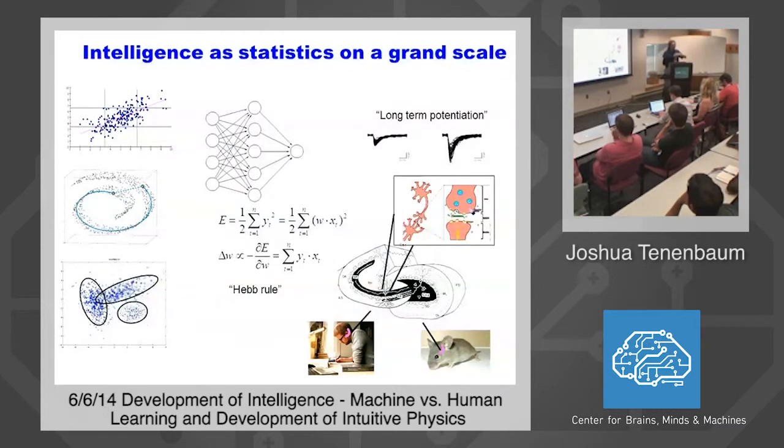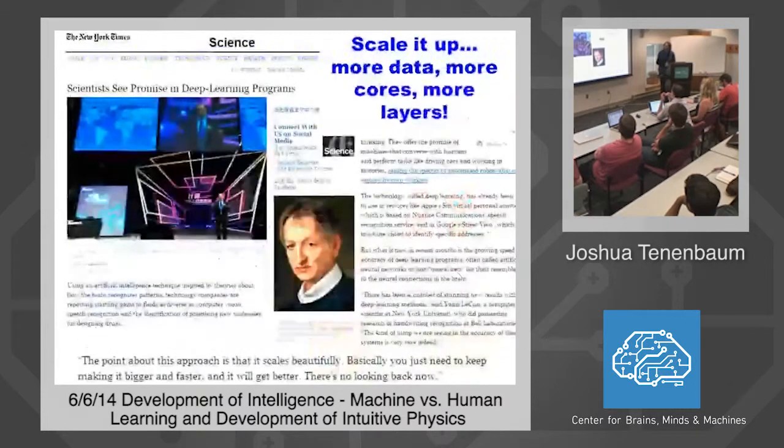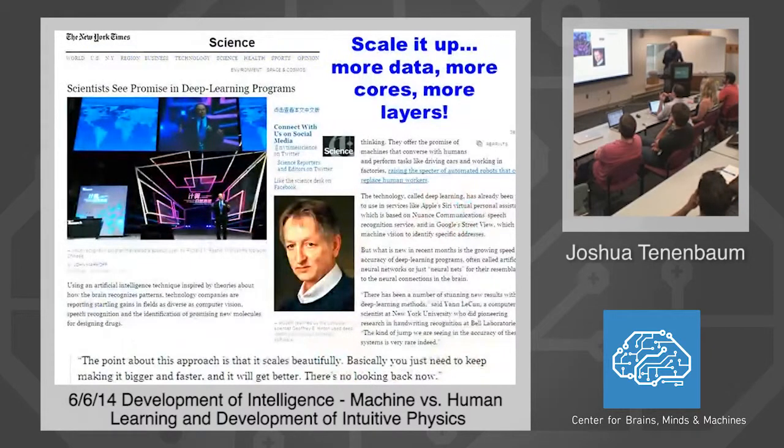This is just from an article in the New York Times a year or two ago, which is a really nice article, one of the first popular press articles on deep learning. It highlighted a lot of the recent work of Jeff Hinton and so on, and ends with this nice quote from Hinton. The point about this approach is that it scales beautifully, right? I mean, of course, it's inspired by what the brain does, and you can build great technology, but it scales. Basically, you just need to keep making it bigger and faster, and it will get better. There's no looking back now, right?